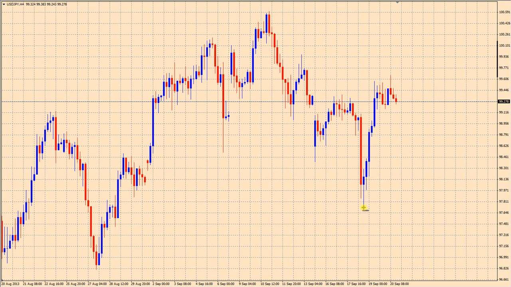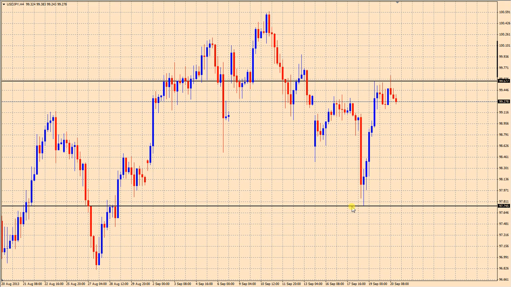Just get a horizontal line, place it under there like that, and then find the swing top to this low. Because we're using a low to start with, we need to find the next top afterwards, which is right here. And as a result, we click right there, and then we have now enclosed the price action between these two horizontal lines.